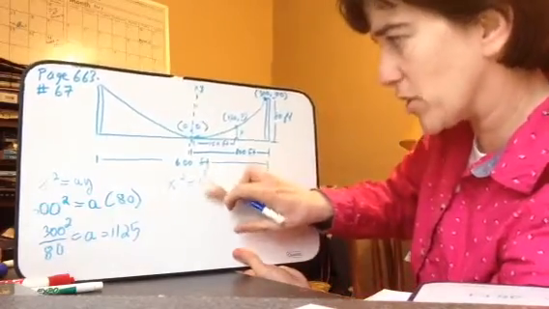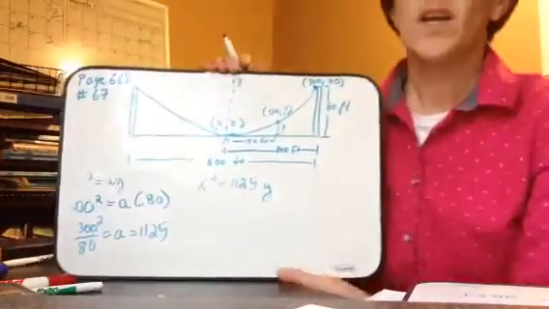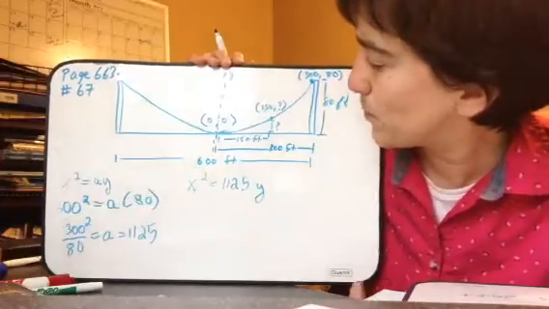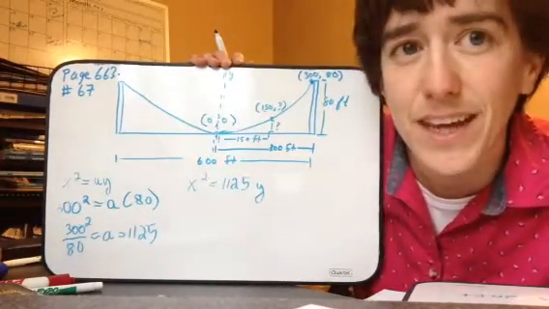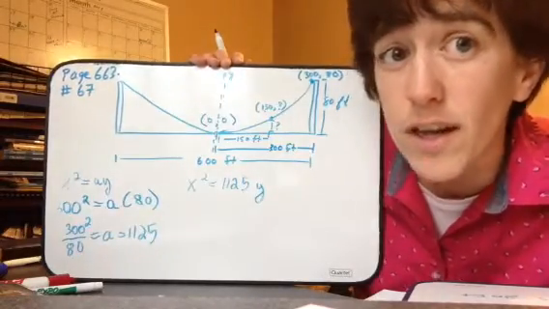That's pretty helpful, because now I can write the equation of my parabola. Alright, so I've got the equation of my parabola. Now, the question of this problem really was to determine the height of the cable if I'm 150 feet from the center of the bridge.